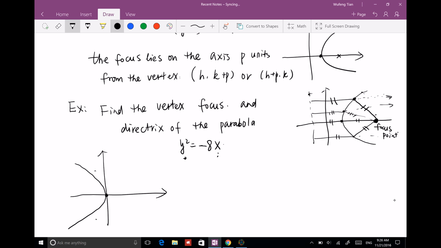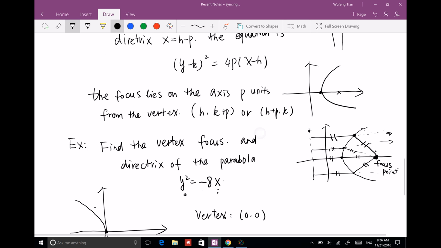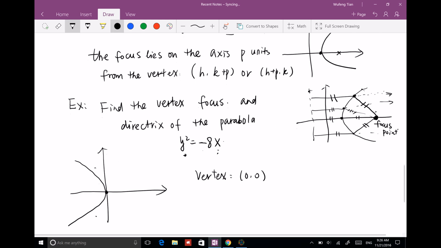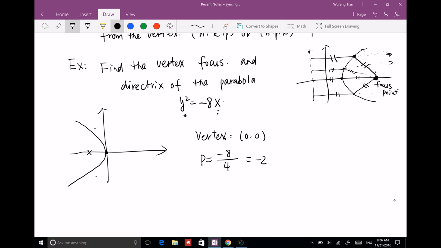Now, the vertex for this one is pretty simple. There's no shift. It's just 0, 0. When x equals 0, y equals 0. And then we can look at this. It's negative 8x. When you compare with the formula here, you always have the ratio of 4p. So you have 8, then you always divide this by 4. So p is negative 8 over 4, which is negative 2. Now it's much simpler. The focus point is here, so it's going to be negative 2, 0.